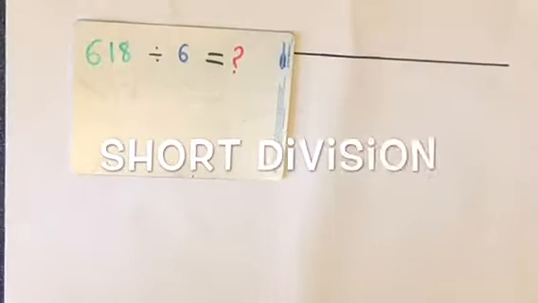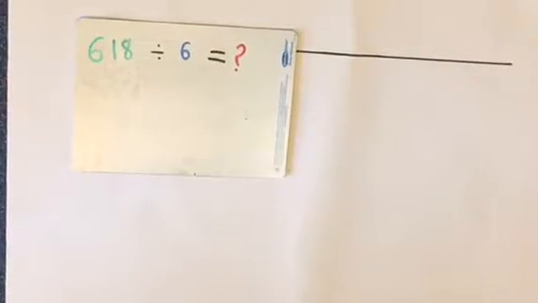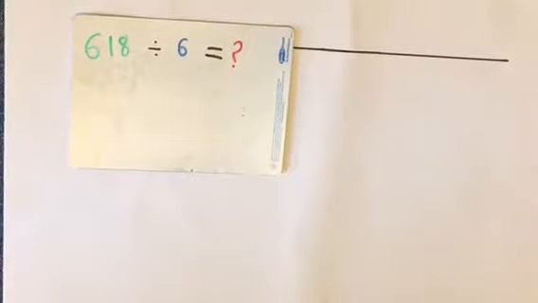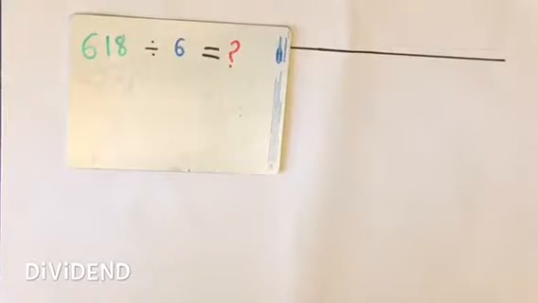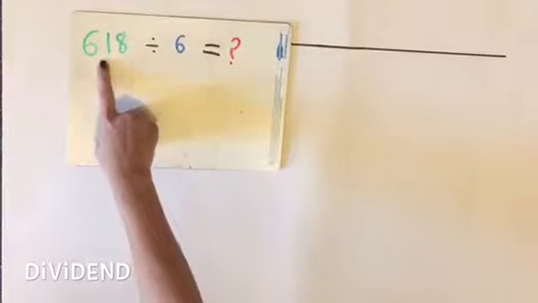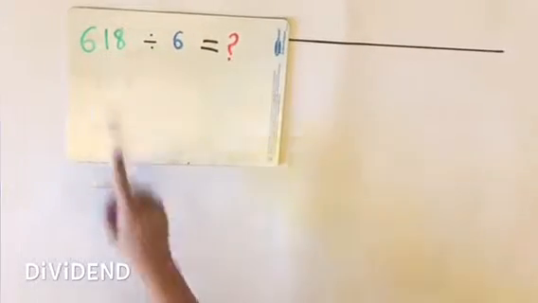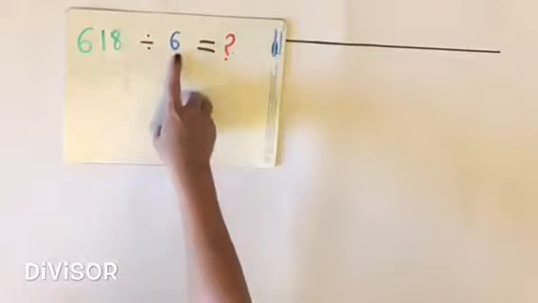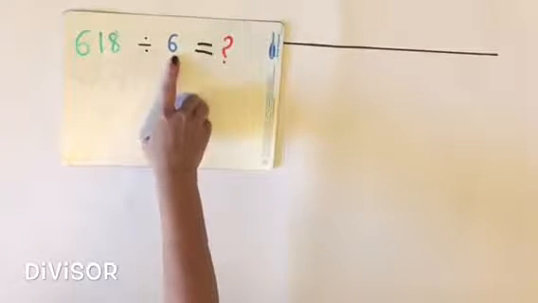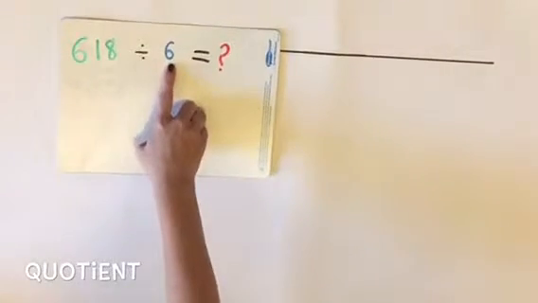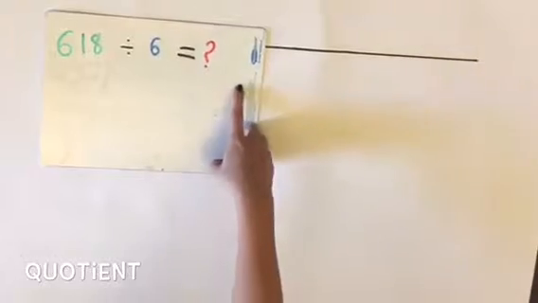Today I will be demonstrating how to introduce short division. In division, there are three elements. The first is the dividend, the number we are going to be dividing. This is 618. You then have the divisor, the number we are dividing by, which is 6. And finally we have the quotient, which is what we're going to be finding out.